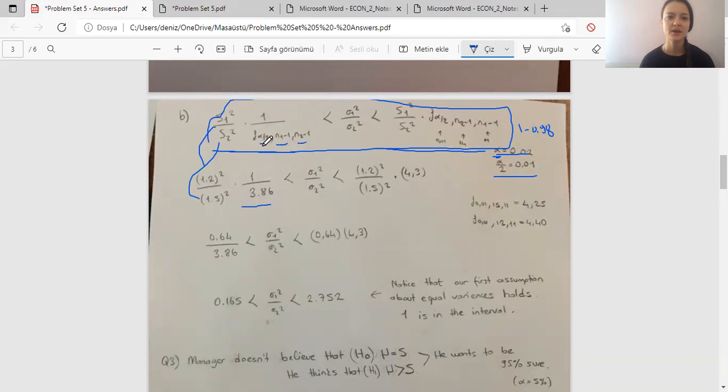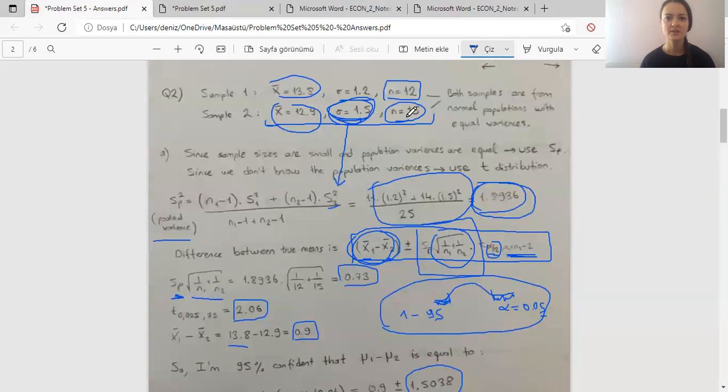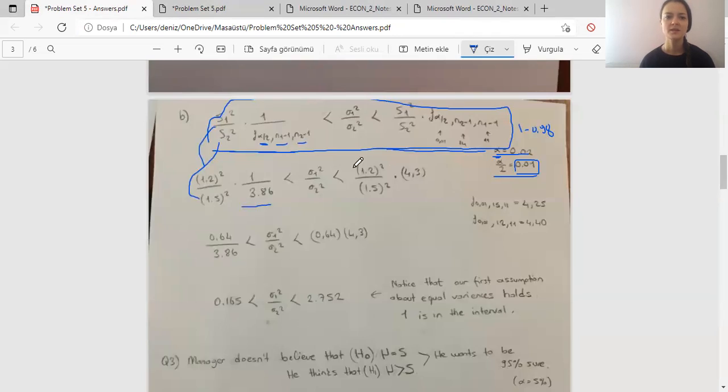And we have this information here. Our alpha over 2 is what? 0.02 over 2, it is 0.01, okay? And N1 minus 1 is 11, and N2 minus 1 is 14, and we are looking at the table here. And when we look at the table, we find the value is 3.86.